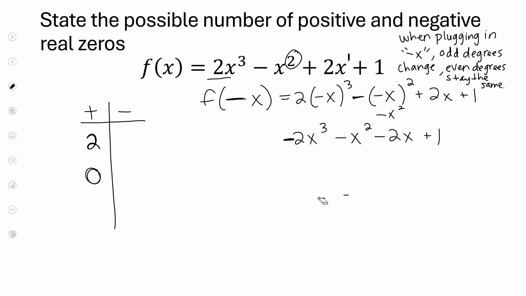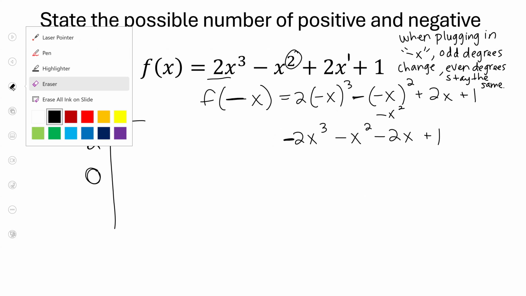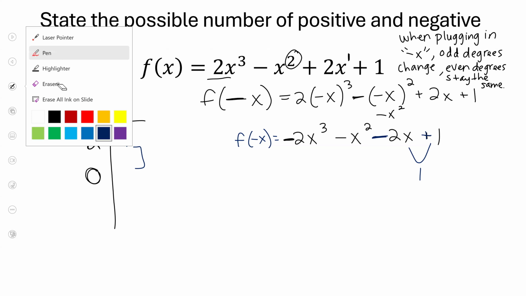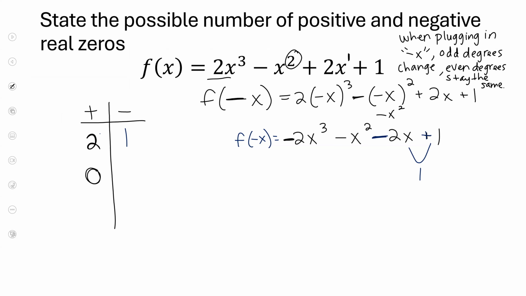So just if you memorize that, odd degrees change, even degrees stay the same, you'll be able to do this fairly quickly. Okay, let's get back to the Descartes table. So this is f of negative x. Let's look at the variations. There's only one variation. Here it went from a negative to a positive. I can't subtract 2 from 1 without becoming negative. So that means it is certain that I'm always going to have one negative answer no matter what. So these are my possibilities. I can have 2 positives and 1 negative answer, or no positive answers and 1 negative answer. Okay, that's what the Descartes table is saying.